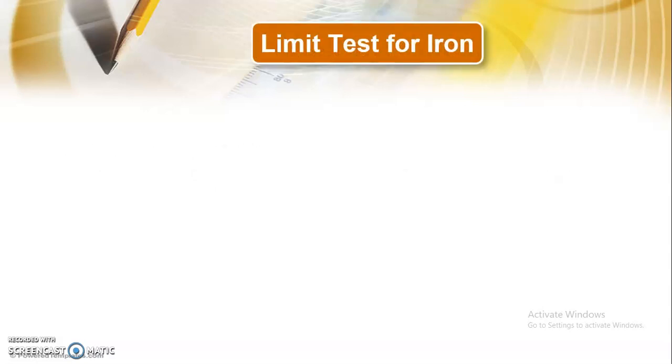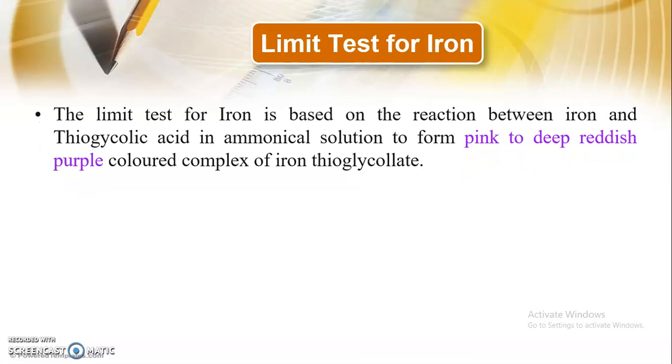Now what is the limit test for iron? What is the statement for this limit test? The limit test for iron is based on the reaction between iron and thioglycolic acid, which is carried out in an ammonia solution, or you can say in an ammoniacal solution, to form a pink to deep reddish purple colored complex.